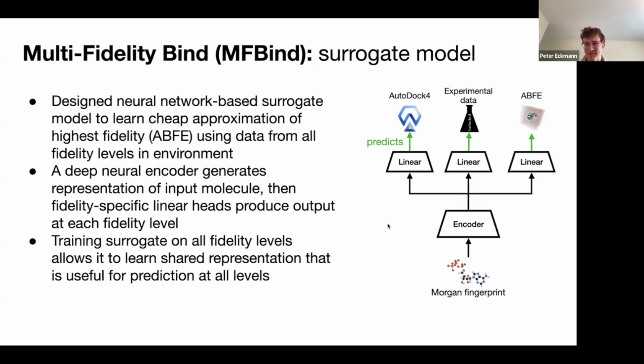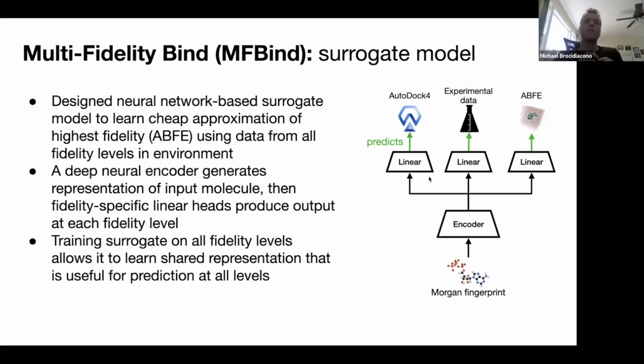You can see on the right here, we have a diagram of the surrogate model. It takes a Morgan fingerprint as input, and then it gets fed through some deep neural encoder here to generate some latent representation. And then this representation is fed to each of these linear layers here that produces a prediction of the output at each fidelity level. So we have one layer to produce one for AutoDock, and then we have one for each other fidelity.